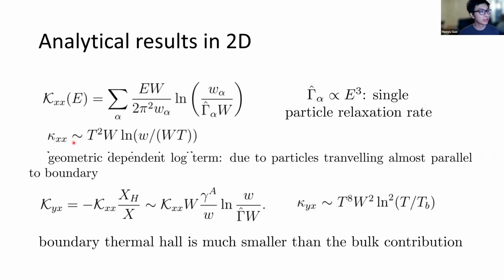So the outcome of this theory is the following. The longitudinal conductivity is finite; in two dimensions it scales as T squared, and in three dimensions it will be T cubed. It's also proportional to the width of the sample, and there's some log enhancement. This log enhancement is due to the geometry of that problem. It's because the leading contributions to this conductivity are actually due to the particles that are traveling parallel to the boundary, but those particles have a very long lifetime, so there is a log divergence in the mean free path.